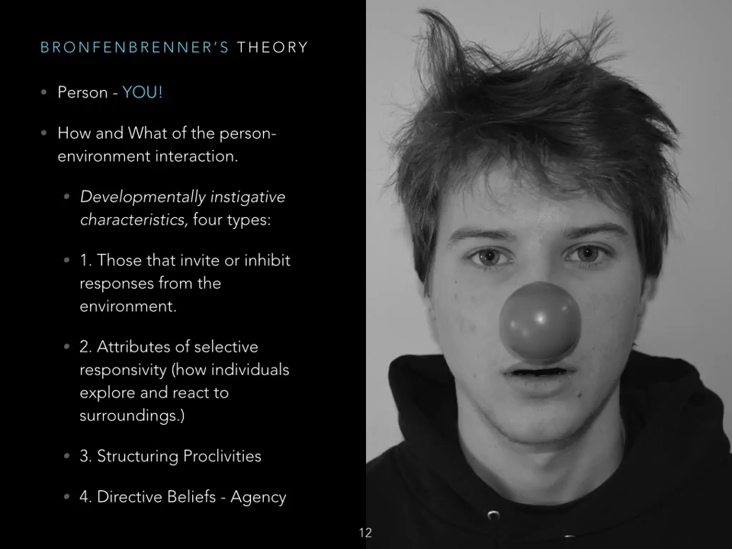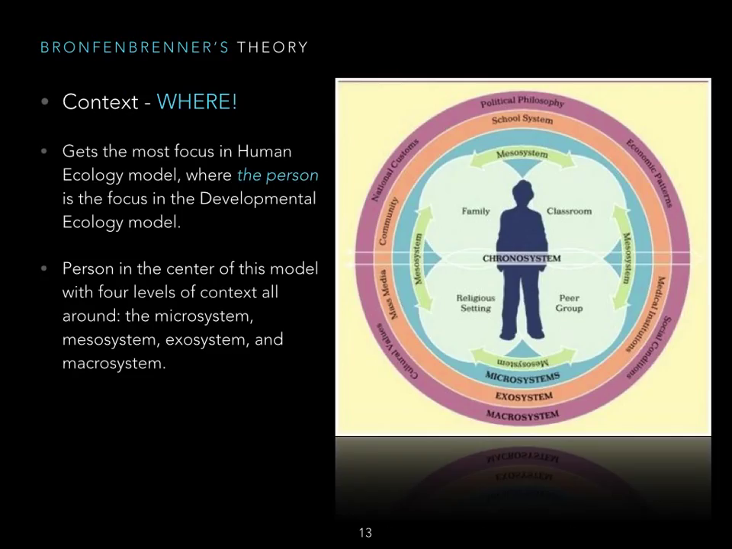So all of these components are tied in with the person, and it's a really large part of the developmental model because you have to have the person there to engage in everything. So next, context. This one really helps me reframe the difference between human ecology and the developmental ecology models. Context gets the most focus in the human ecology model, whereas the person gets the most focus in the developmental ecology model. That's just a good frame, but the context is still relevant in this model.